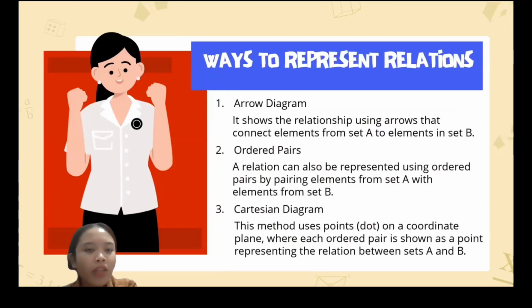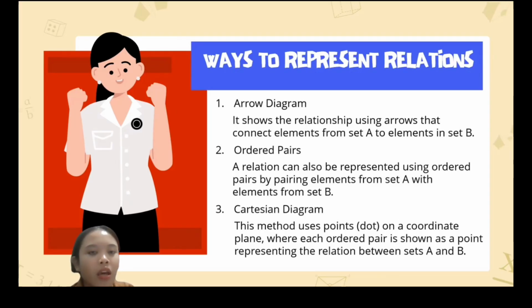Next, let's move on to ways to represent a relation. A relation between two sets can be represented in three ways. Let's go through them one by one. The first one is an arrow diagram. It shows the relationship using arrows that connect elements from set A to elements in set B. Second is ordered pairs. Besides arrow diagrams, a relation can also be represented using ordered pairs. This is done by pairing elements from set A with elements from set B in order. We can take the same example from the arrow diagram and write it as ordered pairs.